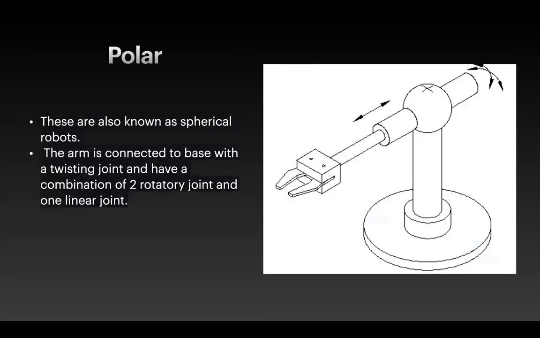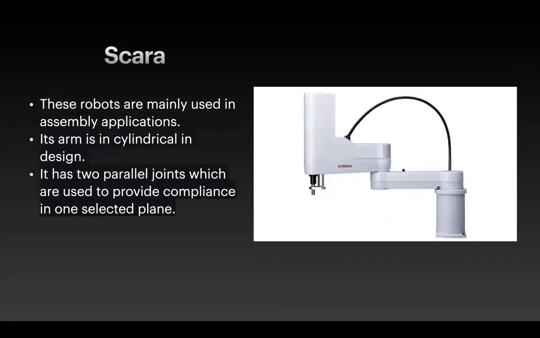Right. So this is another type of robot, which is called Polar, right? It also has similar characteristics, but it has different types of joints, right? So these are actually robo arms, right? And then this is also another type of robo arm.